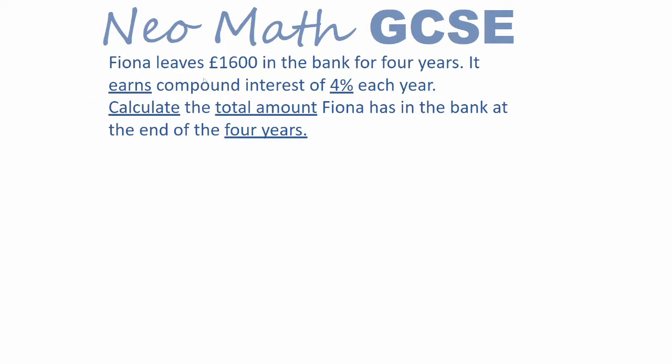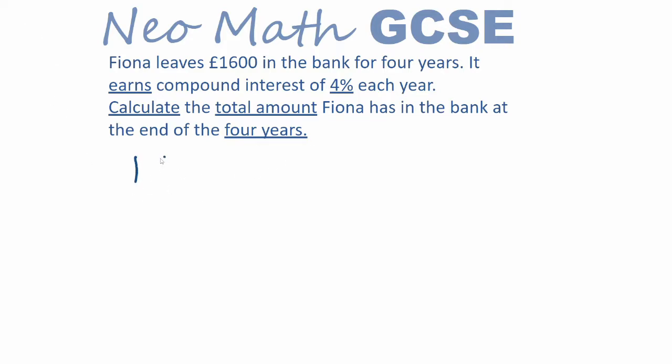So Fiona leaves £1,600 in the bank for 4 years. It earns compound interest of 4% per year. Calculate the total amount that Fiona has in the bank at the end of the 4 years. So not the amount of interest, just the whole amount that she has left.